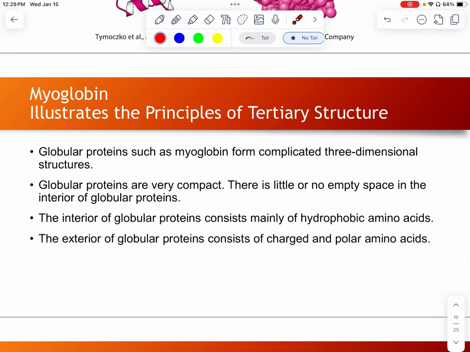So as we talk about that, we have tertiary structure. Most globular proteins have complicated tertiary structures. They are very compact. We saw that with our space filling model, little to no empty space in the interior. And generally, because our bodies are largely water, the interior of the protein will have the hydrophobic amino acids kind of hiding in there away from the aqueous areas. And the exterior will have the charged and polar amino acids. So as it folds, it's hiding away and grouping those hydrophobic amino acids more towards the interior.